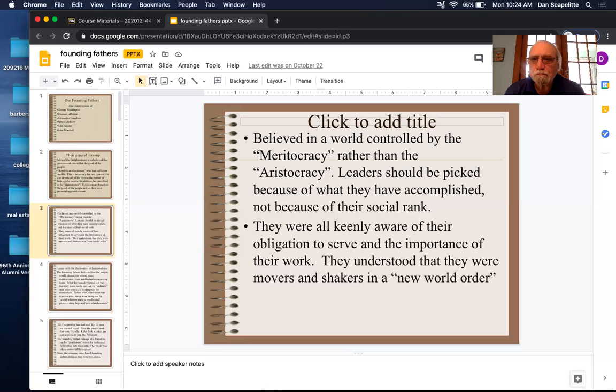For example, the only directly elected person in the new federal government would be the person in the House of Representatives. In the original Constitution, that is the only person that's directly elected by the people. In the original Constitution, the Senate is handpicked by the state legislature. In other words, it's the state meritocracy that is picking the federal government meritocracy.